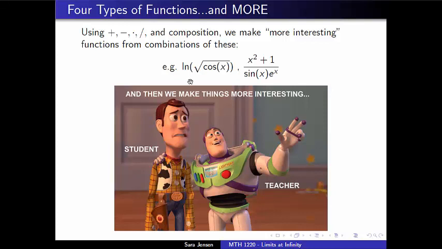For example, natural log of the square root of the cosine of x, or we could look at something over here, a polynomial divided by the product of an exponential function and a trigonometric function. And that makes things a lot more interesting.